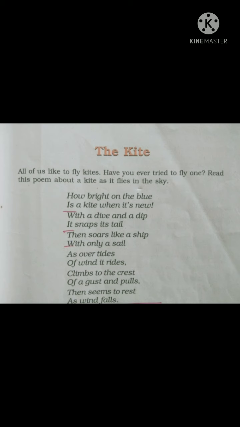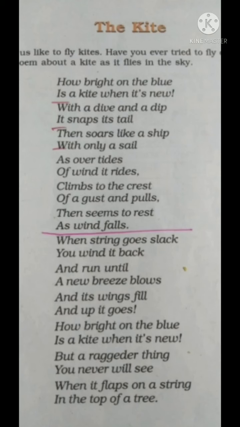With a dive and a dip, it snaps its tail, then soars like a ship with only a sail. Here the poet explains the movement of the kite in the air. Sometimes it moves very softly, sometimes with force it moves. Because of this movement, the tail of the kite produces a cracking sound. Snaps means a cracking sound.